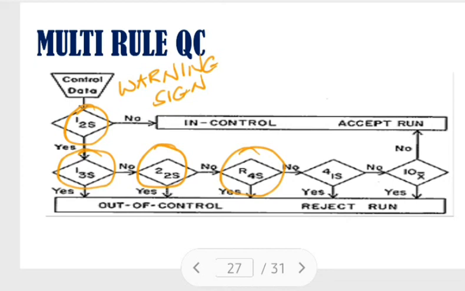Next, for the 41S and the 10x rule violation, it must be used across runs in order to get the number of control measurements needed to apply these rules. That is your 41S violation and the 10x violation.